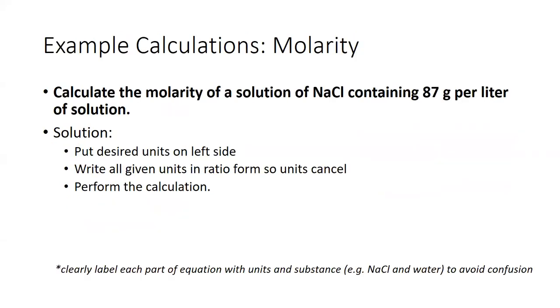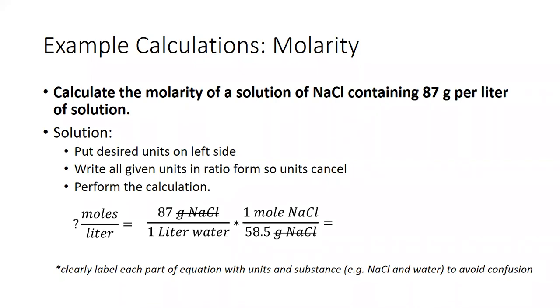All right, so for this example, you want to calculate the molarity of a solution of sodium chloride containing 87 grams per liter of solution. So the first thing we want to do is put our desired units on the left side. So we want molarity, which is moles per liter. And then we want to write all the given units that we have to the right. So we were given 87 grams per liter, so we'll write that down. And then we want to multiply by ratios to cancel out the units we don't want, to get to the units that we do want.